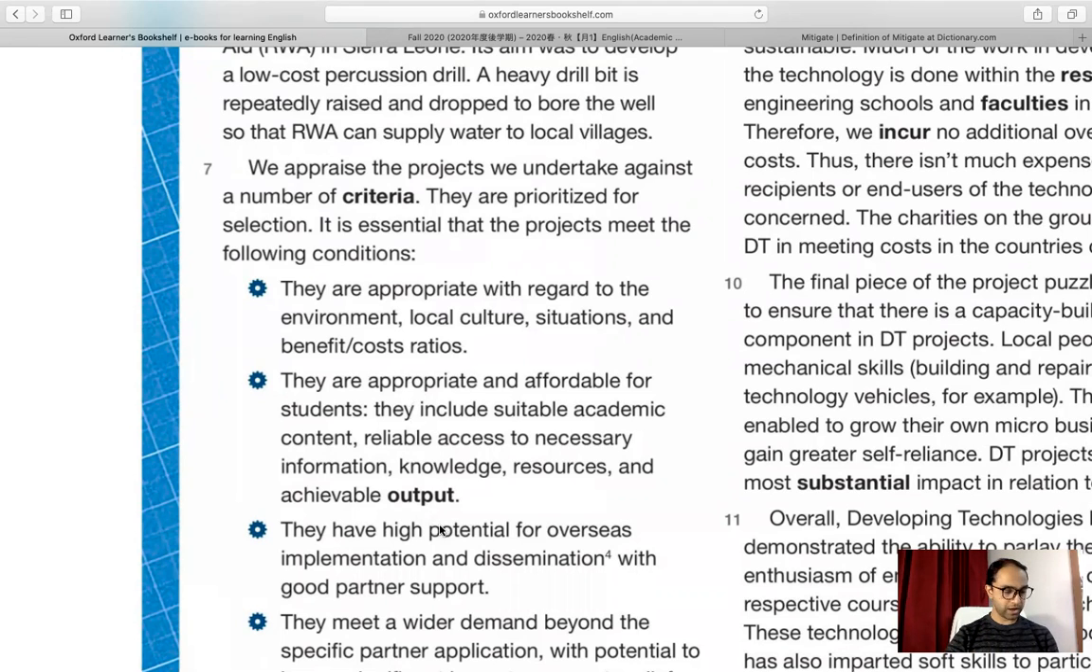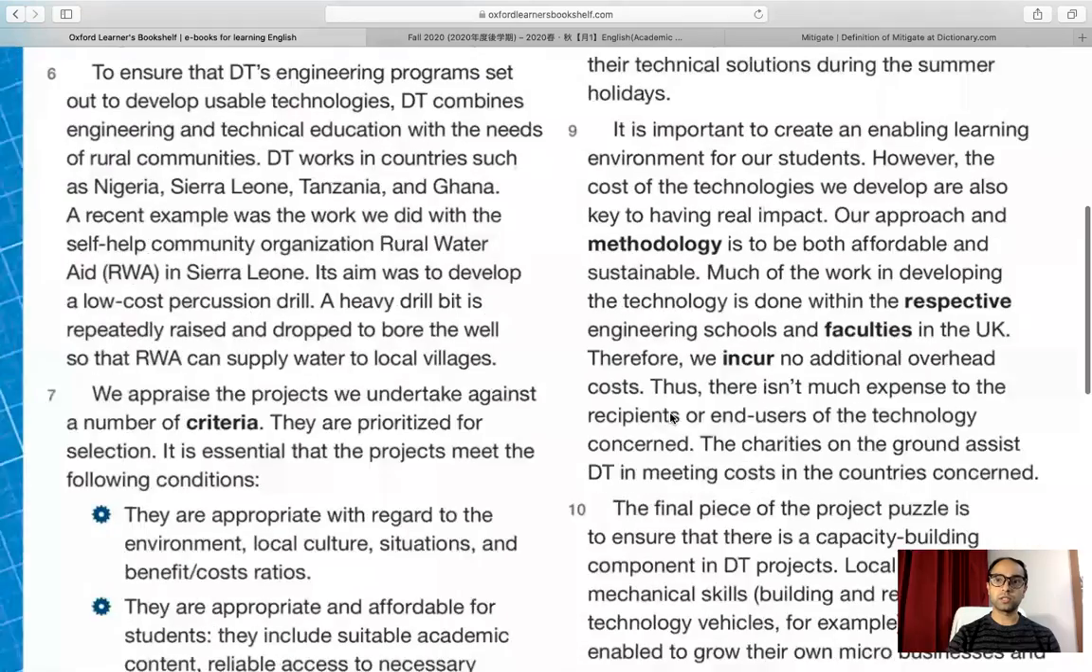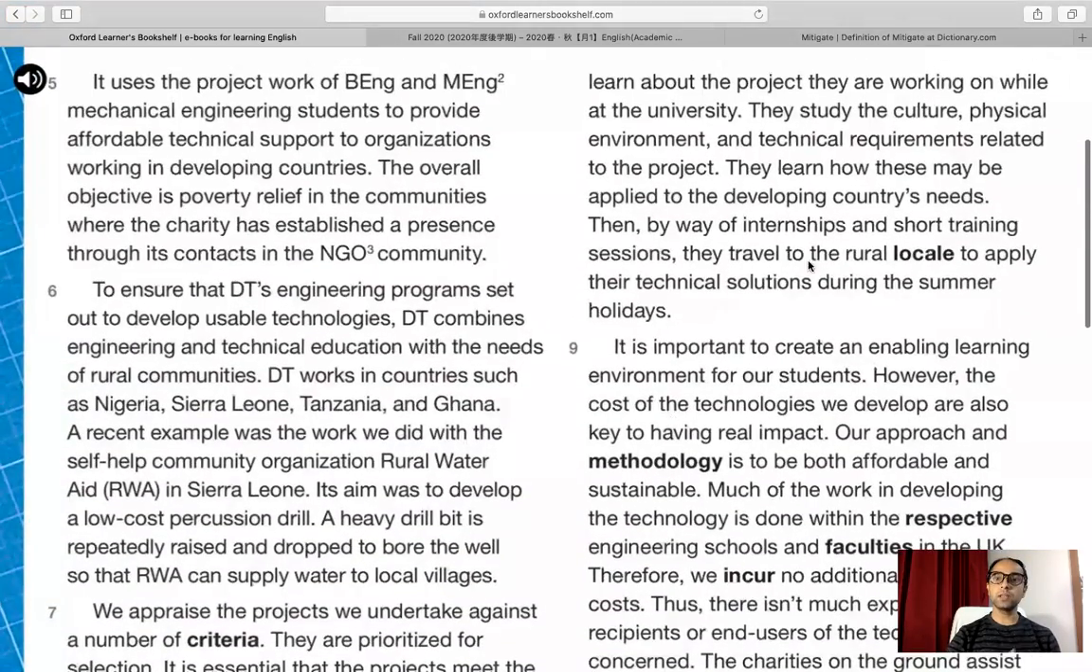The other one you have over here is output. That's very easy. Output is the result. When you work on something and you get the result, that is the output. Next is, by way of internships and short training sessions, they travel to the rural locale to apply their technical solutions. Locale is a local area, okay, a rural area where real people live and they want to practice their real engineering.